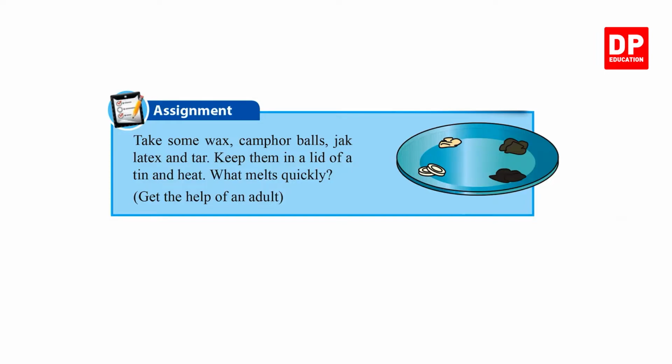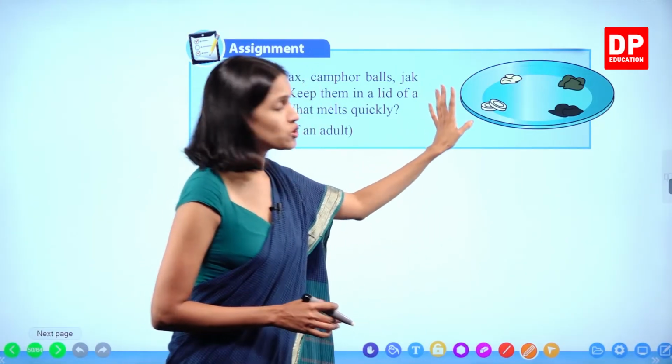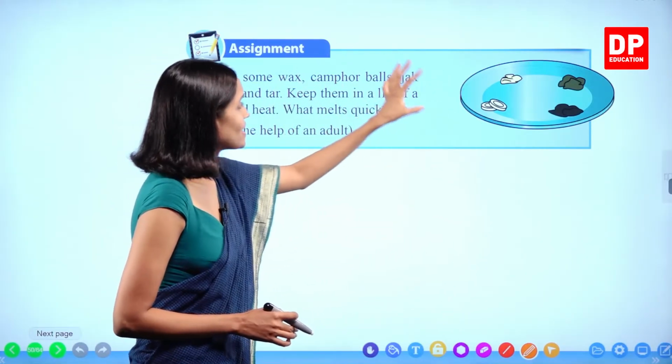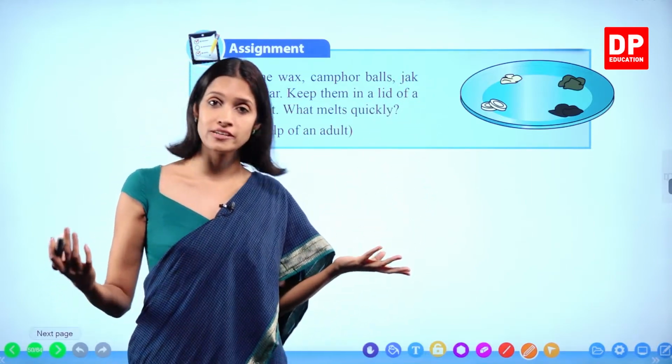Okay, we have another assignment to do. Take some wax, camphor balls, jack latex and tar. What are camphor balls, children? These are known as mothballs as well. Keep them in a lid of a tin and heat. What melts quickly? When you're doing this activity at home, if you can't find the same solids, you can use different solids that you can find.